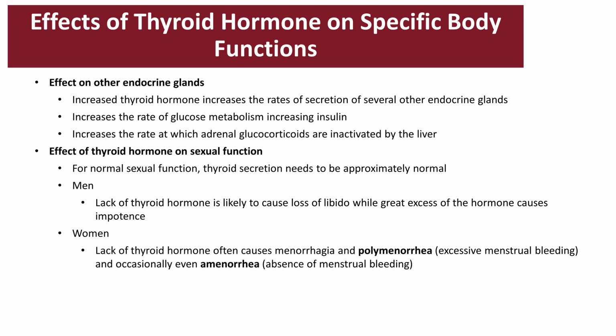There are also going to be some sexual function effects. In normal sexual function, you need to have a balance of thyroid hormone. However, in men, when there's a lack of thyroid hormone, it can likely lead to a loss of libido, while a great amount of the hormone can cause potential impotence. In females, however, there's going to be a wider range of outcomes. When there's a lack of thyroid hormone, this could lead to menorrhagia or even polymenorrhea, which is excessive menstrual bleeding. Occasionally, in some females, there might even be amenorrhea, where there's an absence of menstrual bleeding completely.